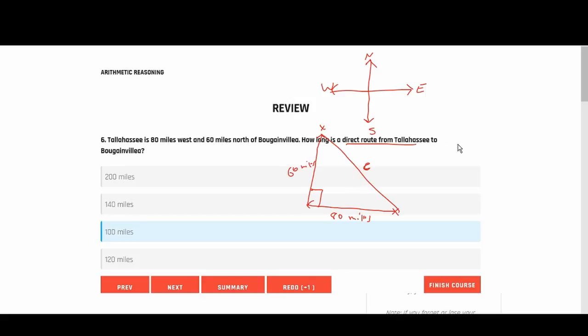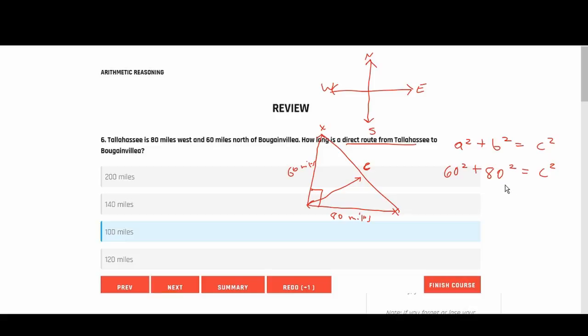Specifically, the Pythagorean theorem is this: a squared plus b squared equals c squared, where c is the hypotenuse and a and b are legs of the triangle. Of course, the hypotenuse is always directly across from the right angle of the triangle, and the legs are interchangeable. So you can let 60 be a and 80 be b, or 80 be a and 60 be b. Okay, so let's go ahead and start plugging things in. I'm going to do 60 squared plus 80 squared equals c squared.